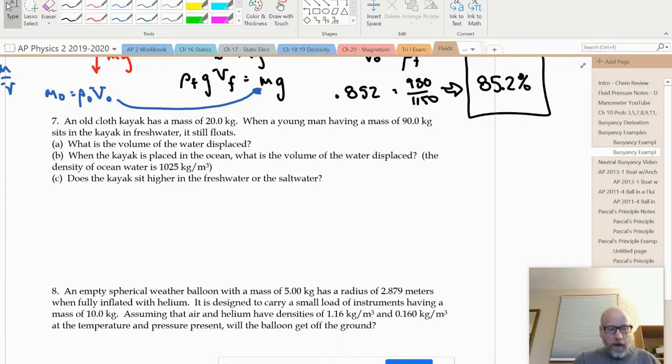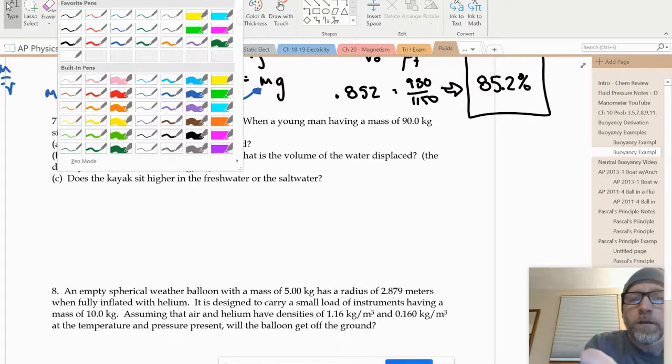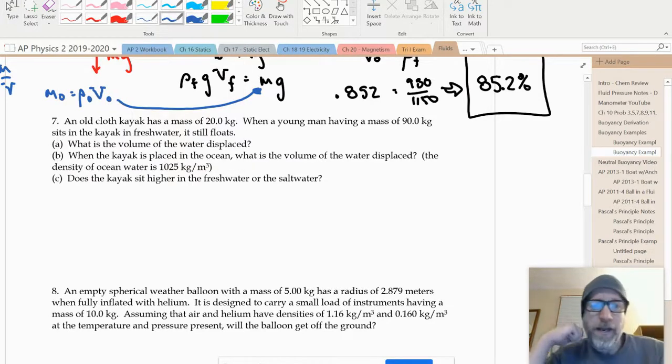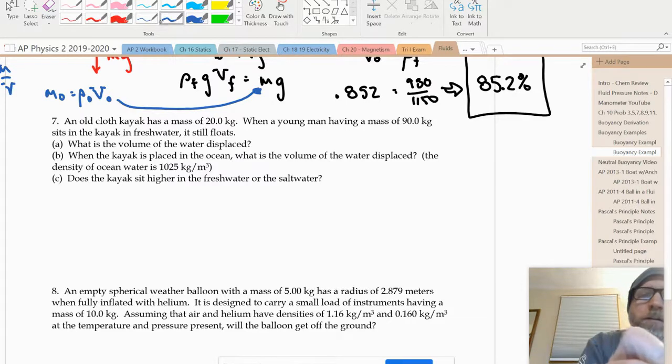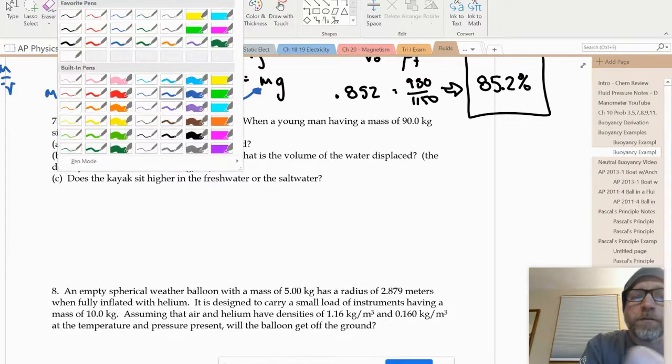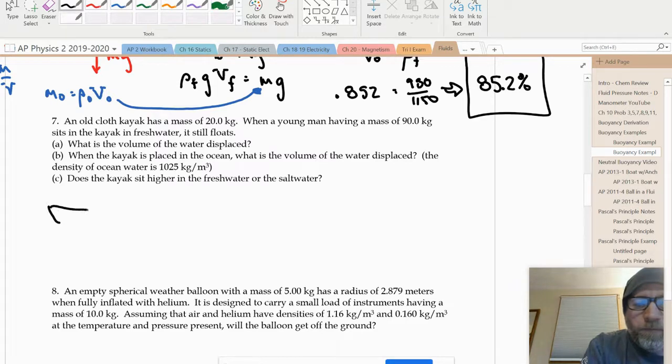All right, last one. An old cloth kayak has a mass of 20 kilograms. When a young man having a mass of 90 kilograms sits in the kayak in fresh water, it still floats. What is the volume of the water displaced? Oh, all right. Let's just draw a picture. Here's a kayak. I'm sure yours will look better. Person sitting in it. Let's draw a paddle.